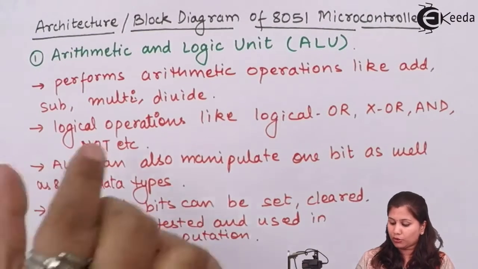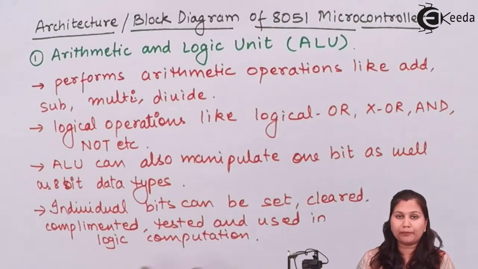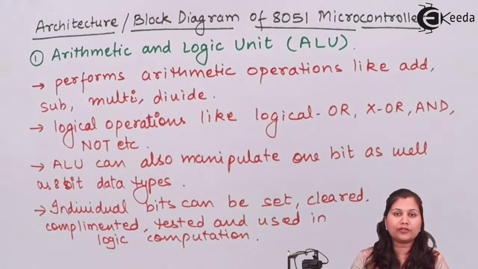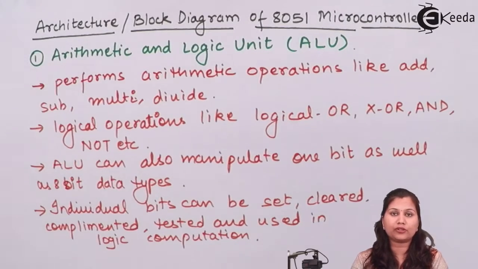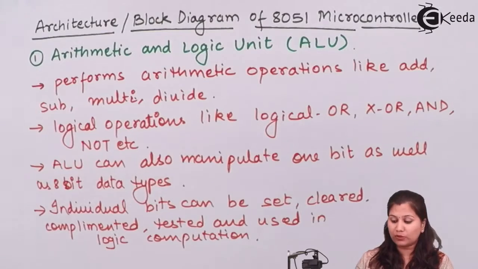So it can perform operations with all the types of data, starting from 1 bit to 8 bits. Also, individual bits can be set, cleared, complemented, tested and used in logical computation. So this ALU can set, clear, complement and test the bits of the registers. Individual bits of the registers can be set and cleared using this arithmetic and logical unit. There are various operations other than the arithmetic and logical operations which can be performed by the ALU.